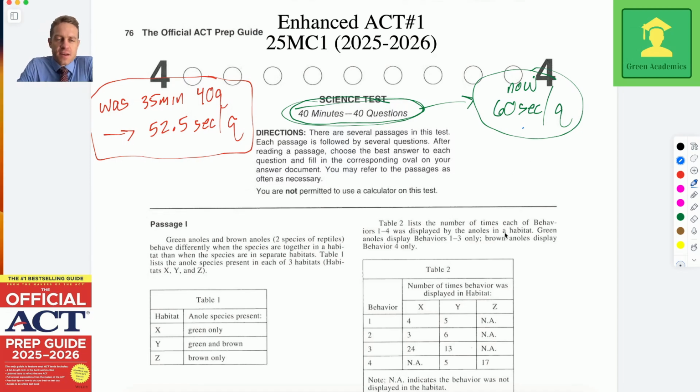This is the enhanced ACT25MC1. They have added an additional 5 minutes to the science section and kept the number of questions the same.